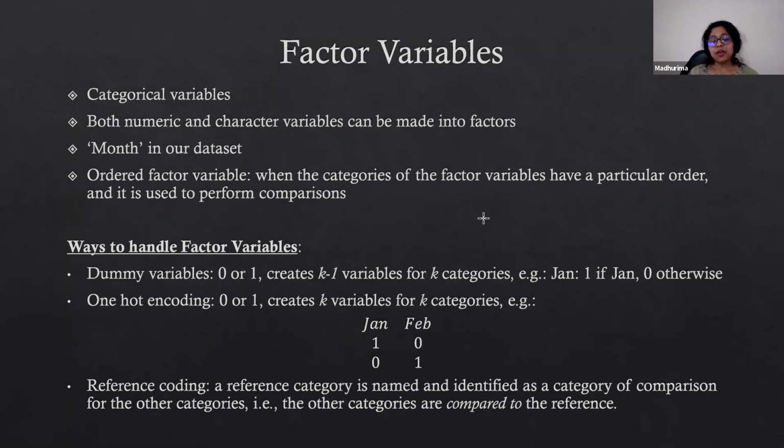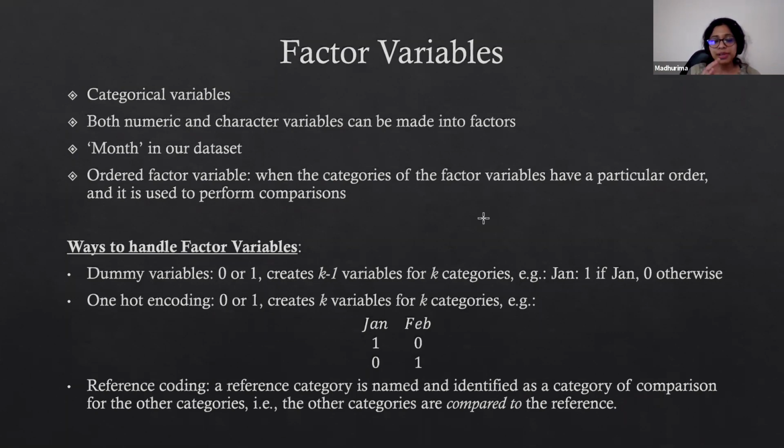And there is something called an ordered factor variable, which is when these categories have a particular order, and we want to use that order to perform the comparisons. And we don't want it to be random, like some random numbers that exist. So we want that order to exist when we are building our model.